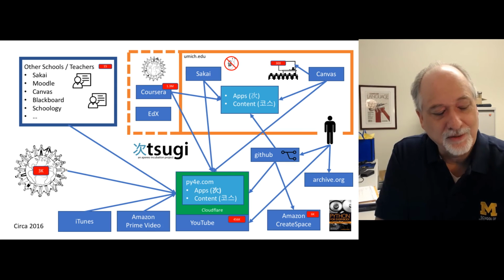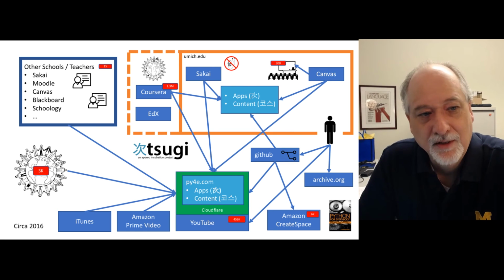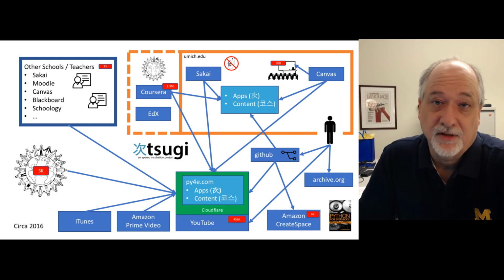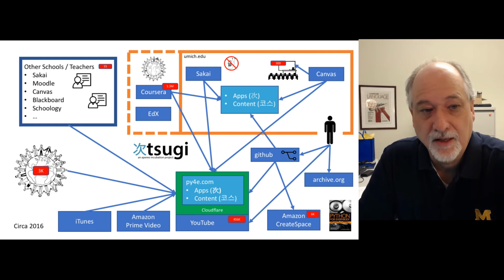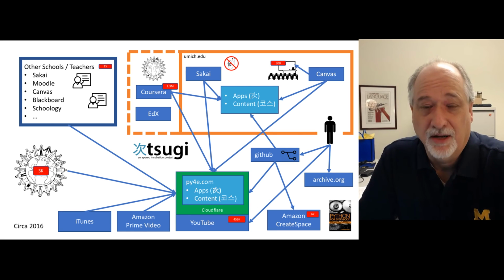Fast forward a little bit to 2017, and things are very, very different. Tsugi's really the center of my teaching life at this point. Canvas and Sakai are no longer the center, and by the time my university switched from Sakai to Canvas as its main enterprise learning management system, I'd really stopped using Sakai as the focus of my teaching.